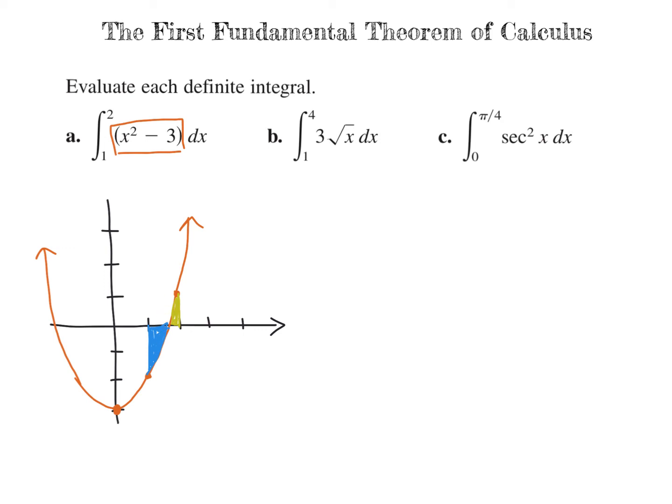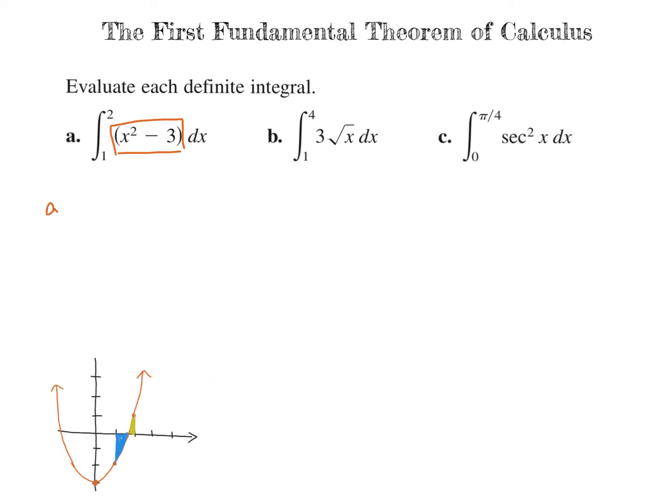Well, that means that our final answer here is going to be negative, because this negative value right here has a greater magnitude or absolute value than this positive value up here. So the negative is essentially going to win out. Now, did you have to know that before evaluating this? Absolutely not. You could simply use the first fundamental theorem of calculus to evaluate, but you would get a negative answer. So I just wanted to show why that is.